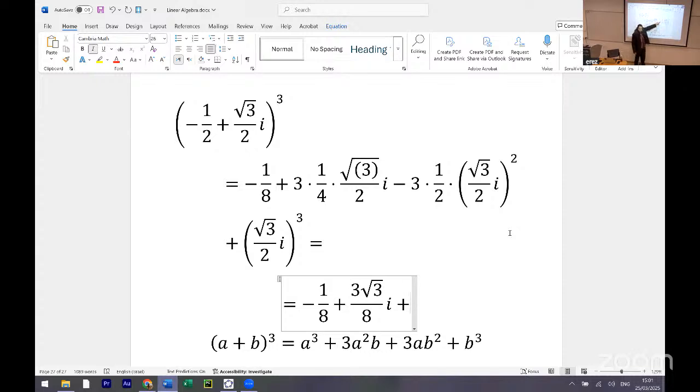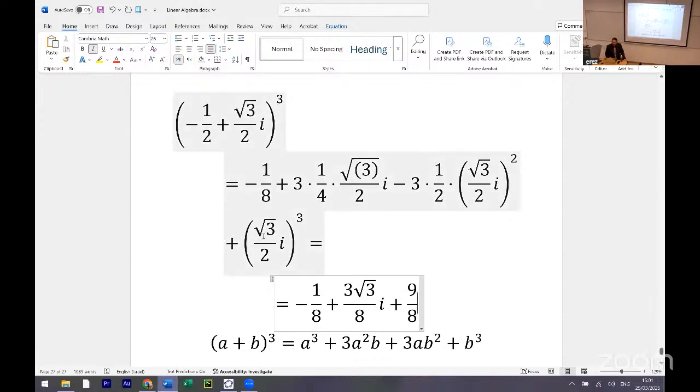What do we have in the numerator? No one followed the calculation? 9. Yes. I thought you said no, but yeah. 9. It looks German, right? Okay. So it's 9 over 8. And lastly, is it negative? No, it's positive, because i squared is minus 1.